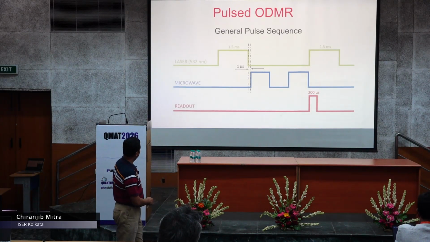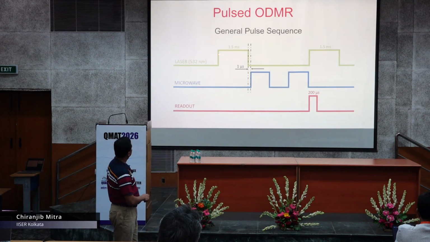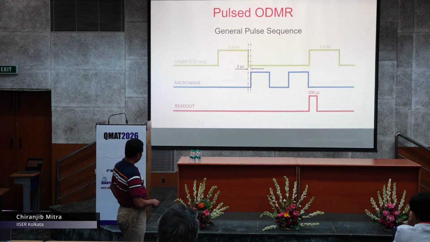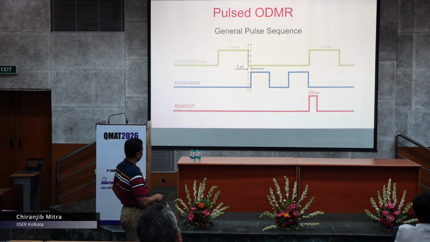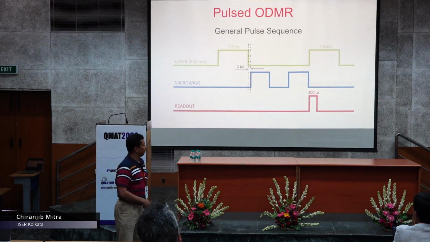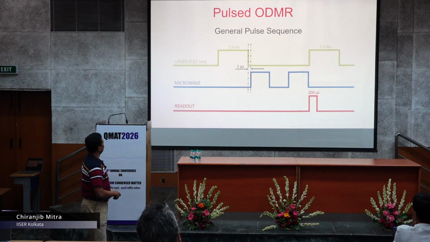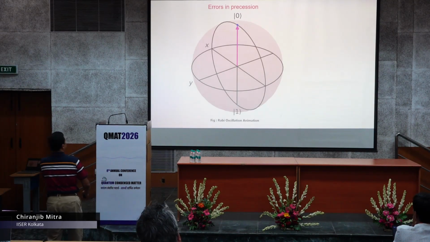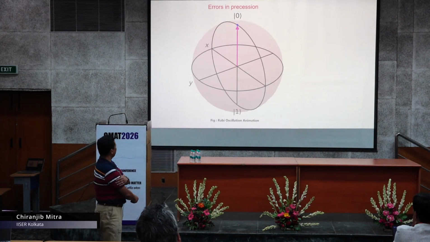This is the pulsed ODMR scheme. I put the laser, and then Anubhav is going to talk more about it, and then I give a gap and I give the microwave pulses, and then again I give a readout pulse, and then I get the readout, because it's an optical readout. I will come to what is Rabi oscillation.